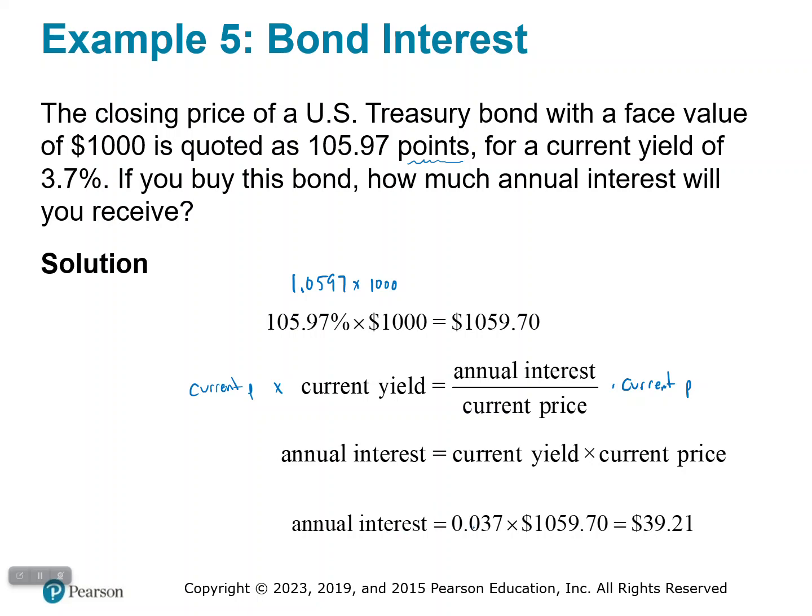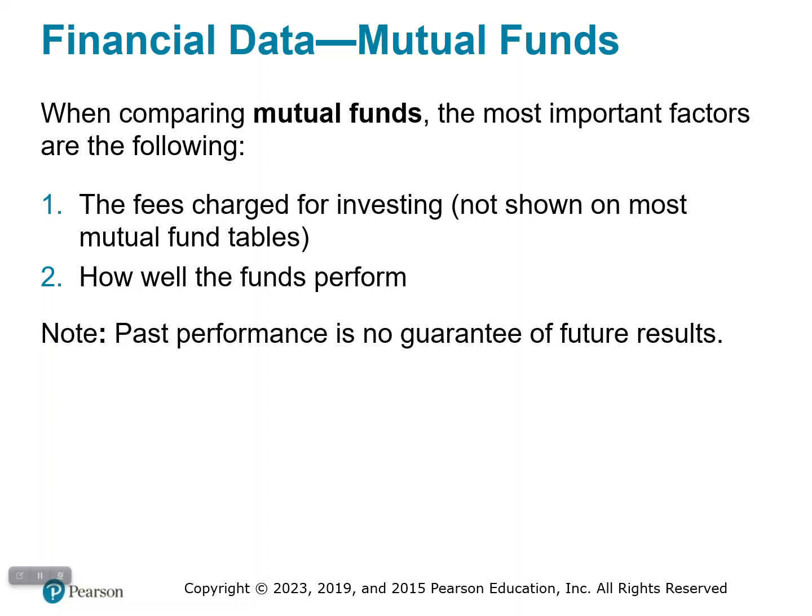So our annual interest is 3.7% in decimal form, times that $1,059.70. So my annual interest is $39.21. All right. So I'm going to get my interest payments, and then they're going to pay me back on the maturity date. Nice. Let's look at mutual funds.